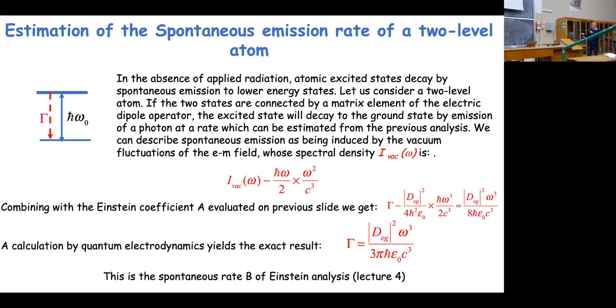This is spontaneous emission of a transition for which you have a matrix element of the electric dipole. It's proportional to the cube of the frequency and to the square of the matrix element of the dipole. And you put all these figures here. So you see that the spontaneous emission can be interpreted as being stimulated by the vacuum fluctuations which surround the atom.